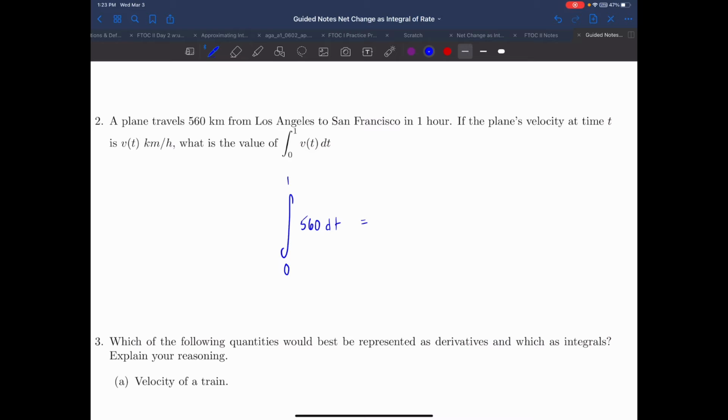So we integrate, plug values in. So this would be 560t evaluated from 0 to 1. So this would be 560 minus 0, or 560 kilometers. What that represents, the antiderivative of velocity, would be the position. So this is the position function once we integrate it.